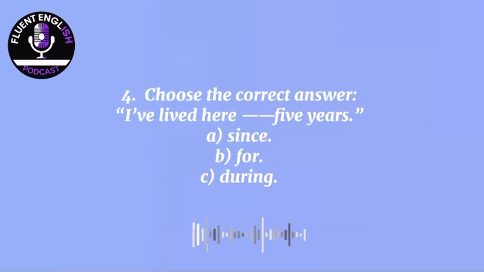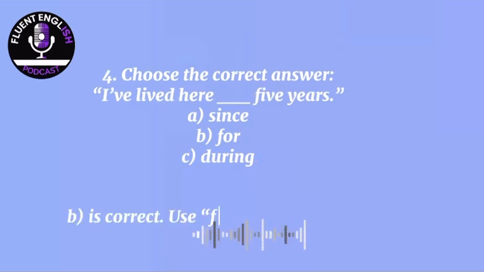4. Choose the correct answer. I've lived here blank 5 years. A. Since. B. For. C. During. B is correct. Use for with a period of time.